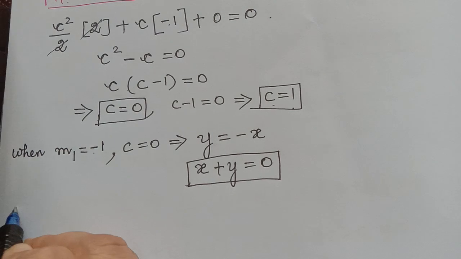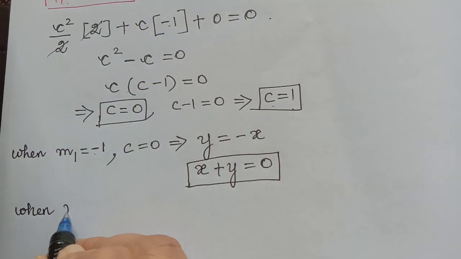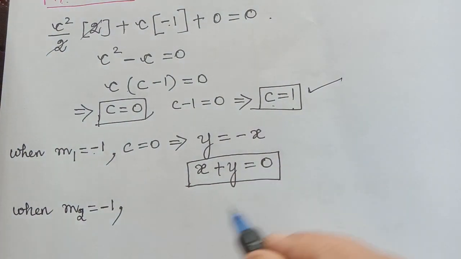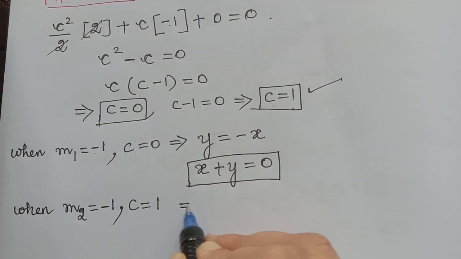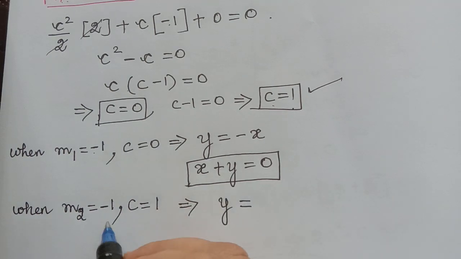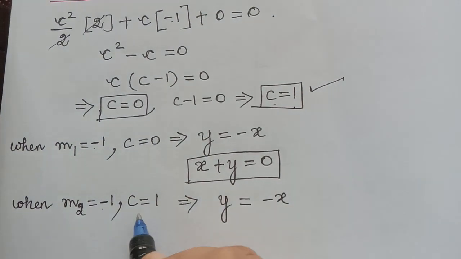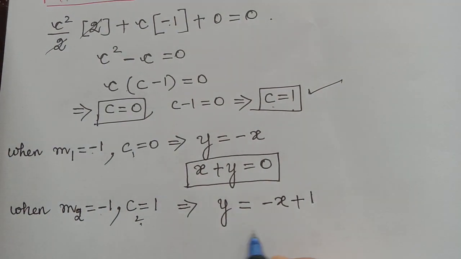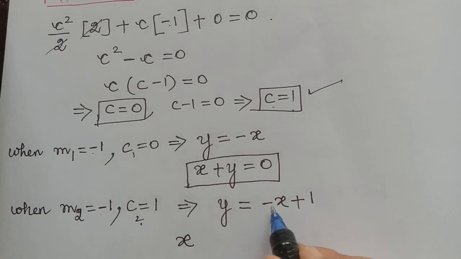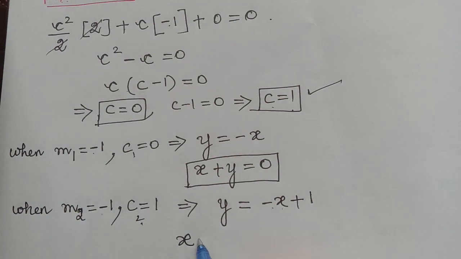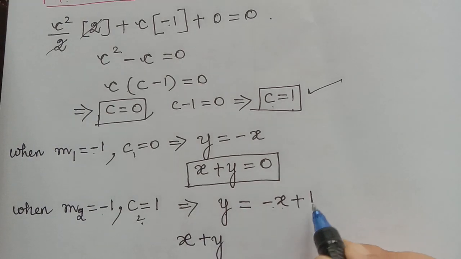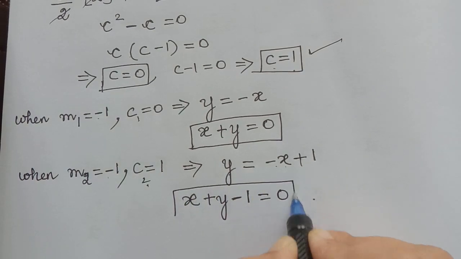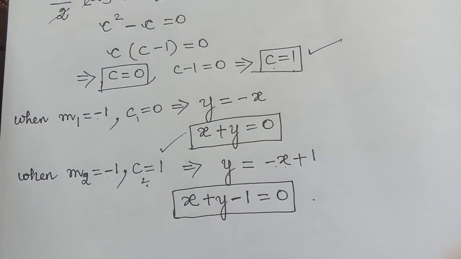And also we have another value of c, but the value of m2 is the same, which is minus 1. And what is the other value of c? It is 1. So we will be getting y is equal to m2x plus c2. So this is c1, this is c2. So plus c2 is 1, so plus 1. So from this we get the equation of the asymptote as, bringing this minus x to the left, x plus y, and when this plus 1 comes to the left, it becomes minus 1 is equal to 0. So this is the equation of the asymptote when c is equal to 1.